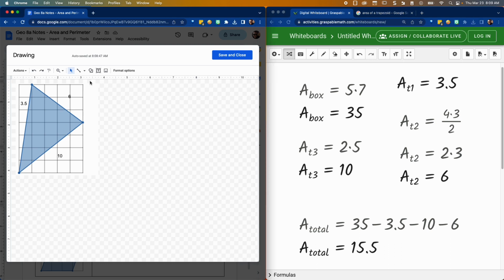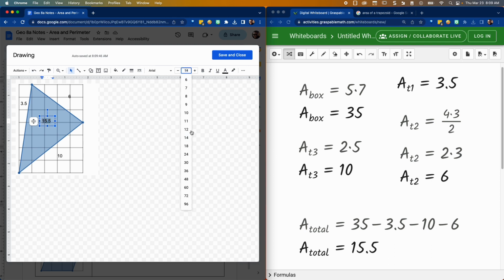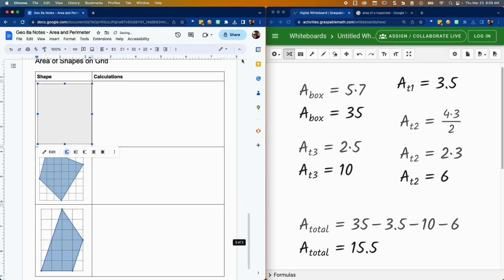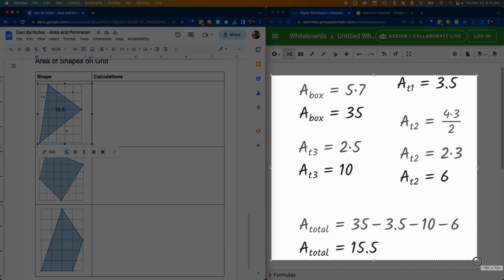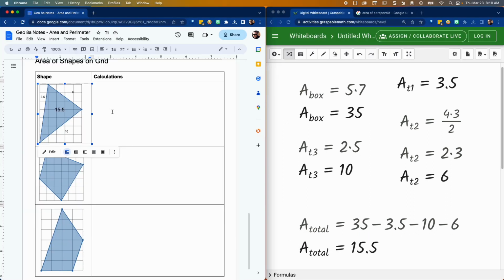So that blue area in the middle here is 15.5. And I'll make that quite a bit bigger. There we go. So the area in the middle is 15.5. All right, so I have that picture marked up, but I'm going to take a picture of all these calculations and drop that into the work area.